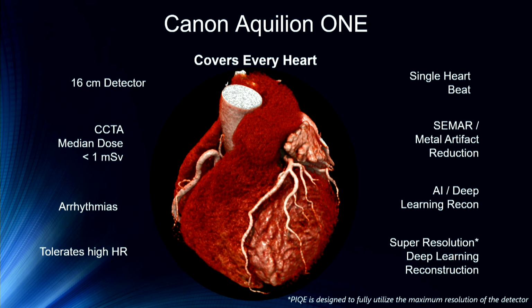and it's because it has this amalgam of all this great technology. It has a 16-centimeter detector and images the entire heart. We image, most times, within 1 heartbeat. Radiation dose is less than a millisievert. It has metal artifact reduction for those tougher cases, bypass cases, to remove any sort of blooming artifact that might obscure the grafts. It can deal with arrhythmias. It's a scan and forget. The technology does not need you to do anything. It tolerates very high heart rates.